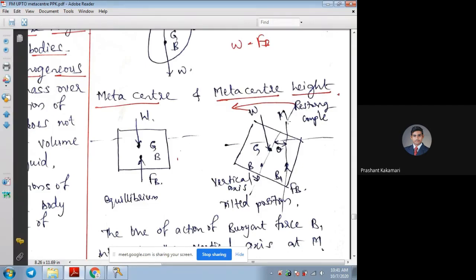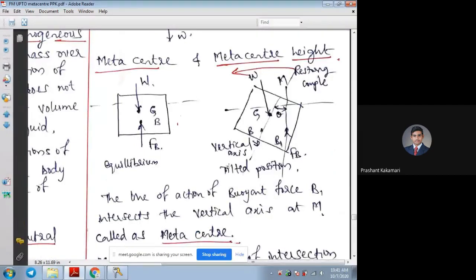Okay, so at this point we are going to decide whether it is going to be stable or not stable. This can be understood in the problems. When we solve the problems, we can understand how this metacentric point is going to affect the stability of the given bodies. You can observe here the line of action of buoyant force B1 intersects the vertical axis at M, called the metacentre. So this is the metacentric point.